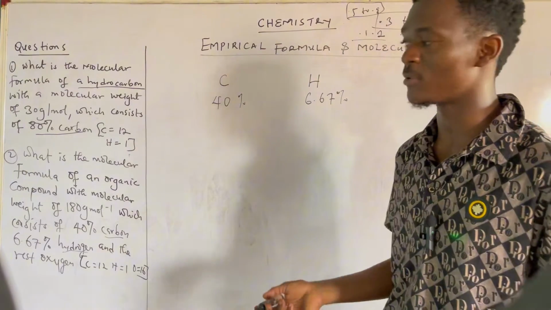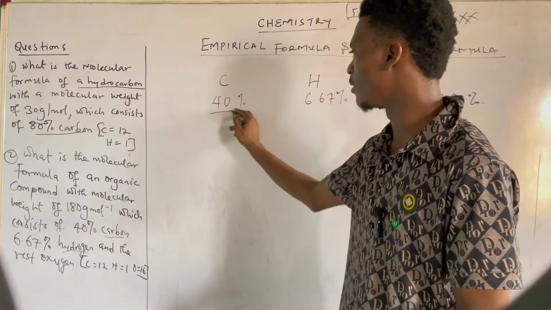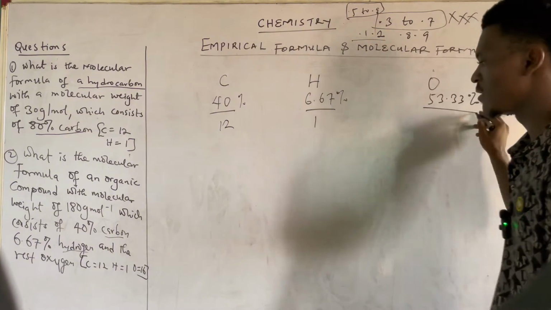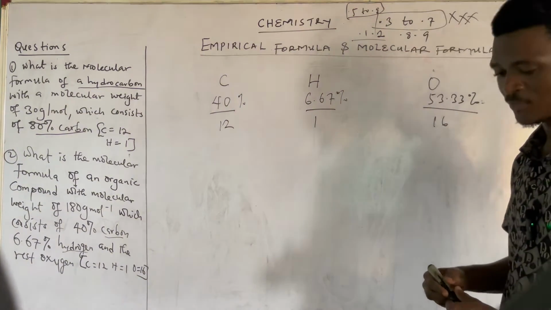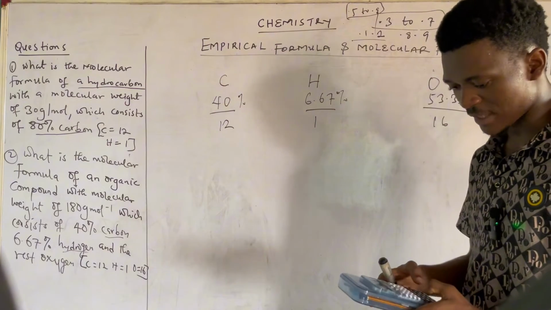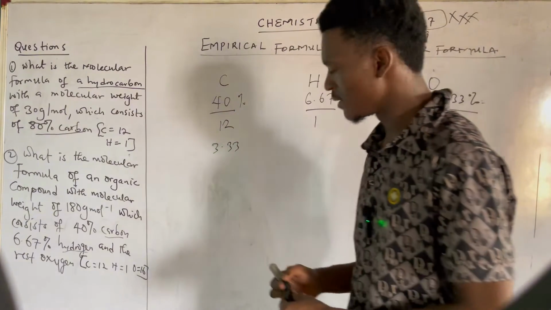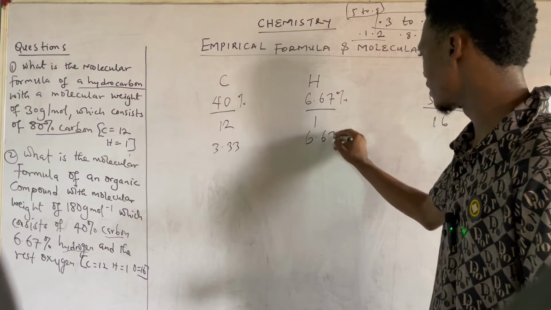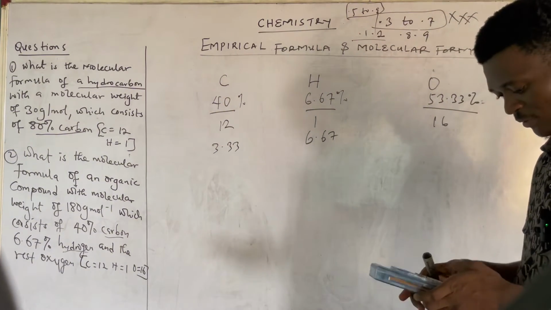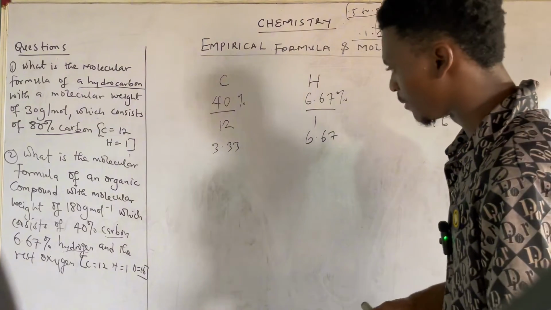Now, what is the first step? You divide all through by their relative atomic masses. Carbon is 12, hydrogen is 1, oxygen is 16. Let's do that. 40 divided by 12 is 3.33. Then hydrogen will be 6.67. And 53.33 divided by 16 is also 3.33.